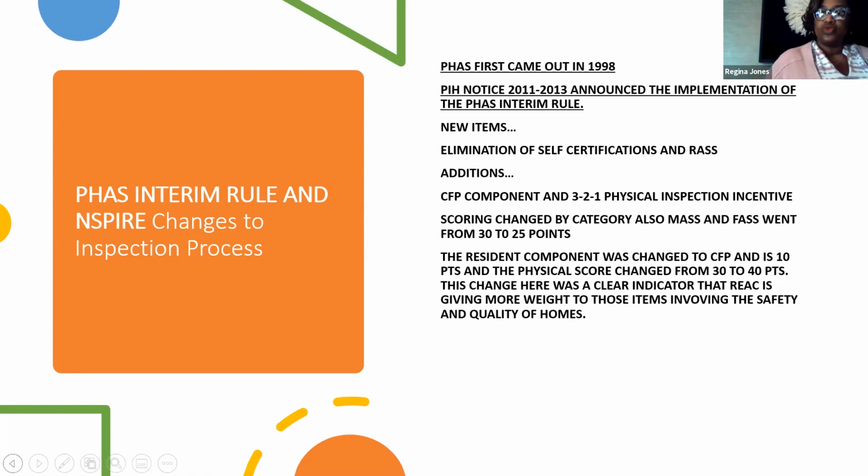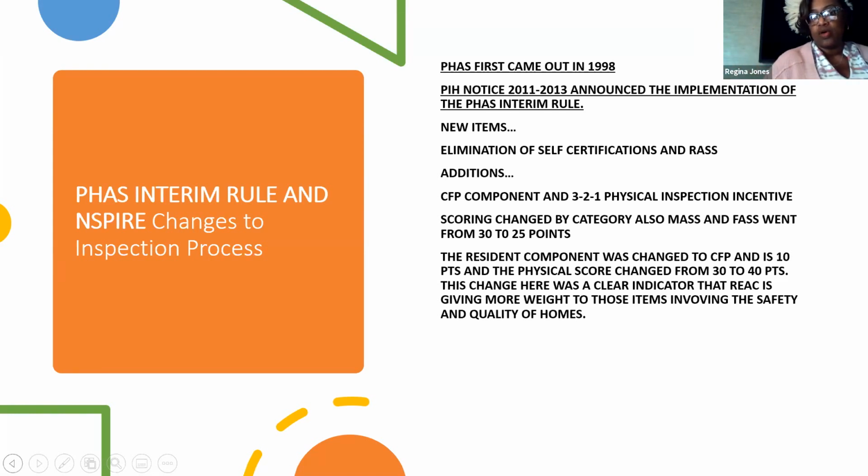But basically, the 321 incentive is where if you're a high performer, you are scored every 3 years. If you're standard or substandard, you will be scored every other year. And if you're troubled or CFP troubled, you will be scored annually. And the scoring changed by point system also a little bit. FASS and MASS were 30 points, but with the implementation of the PHAS interim rule, they went to 25 points.